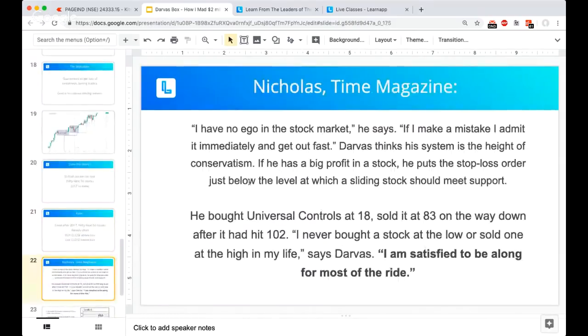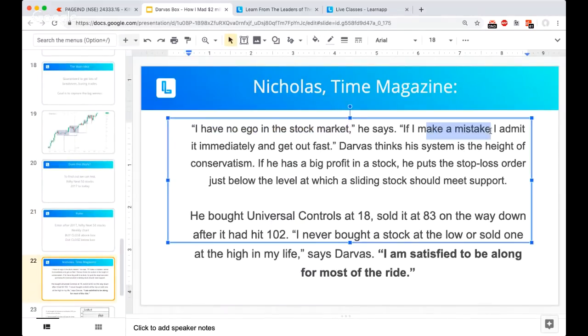Some interesting things about Nicholas, and then I'll read your questions. He said, I have no ego in the stock market. If I make a mistake, I admit it immediately and get out fast. Now, Darvis thinks his system is the height of being conservative. It has to be a big profit in a stock. He puts the stop loss order just below the level at which the sliding stock should meet support, which is what we discussed in the box.